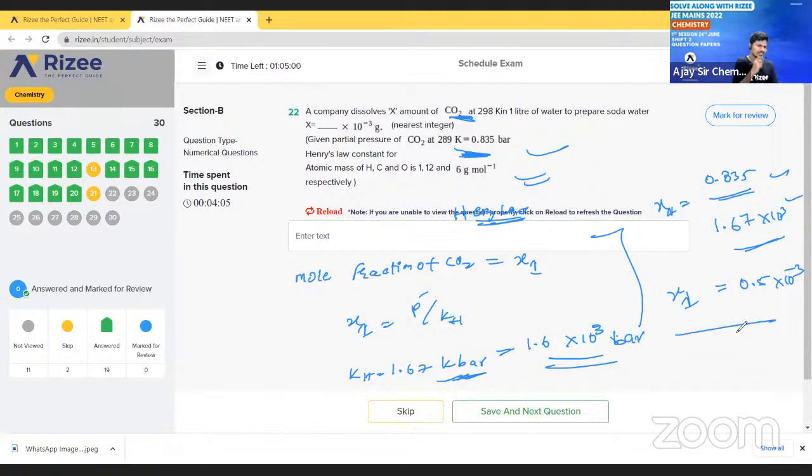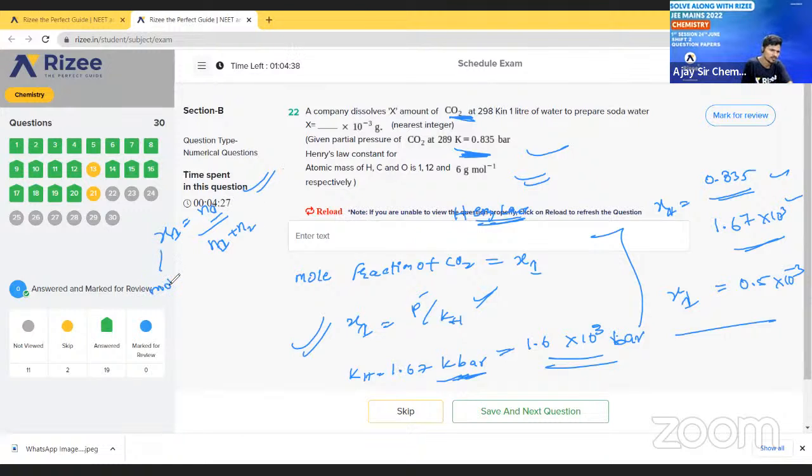I used this formula for chi1, but you should remember that if you want to find chi1, we have another formula also. Chi1 is equal to n1 divided by n1 plus n2. This is also a formula.